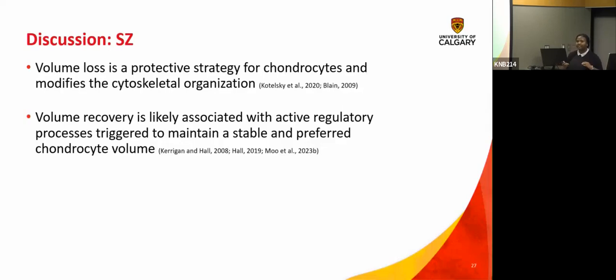In the cell that enables the cell to try to maintain its volume as much as possible. And we see this behavior also during loading configurations like osmotic loading as well. So it's been shown that there's a bit of volume recovery in there as well.